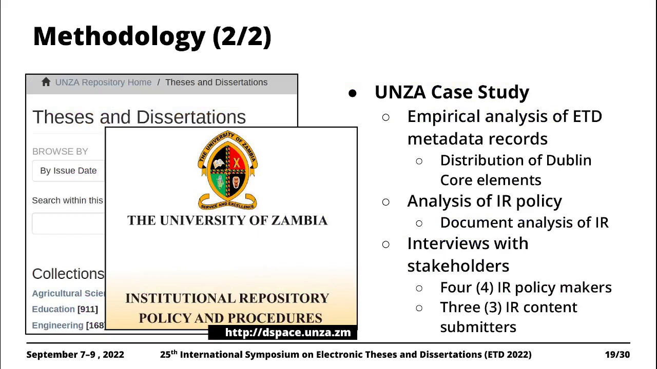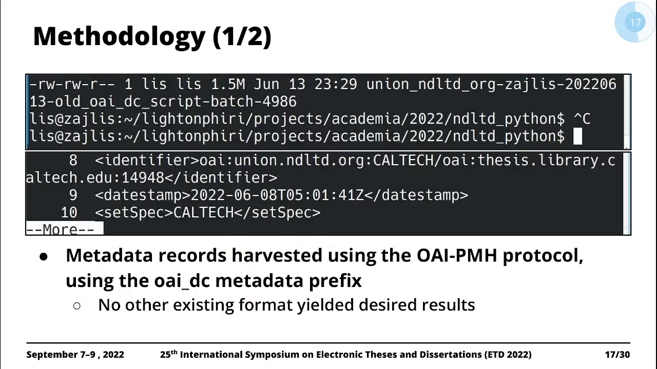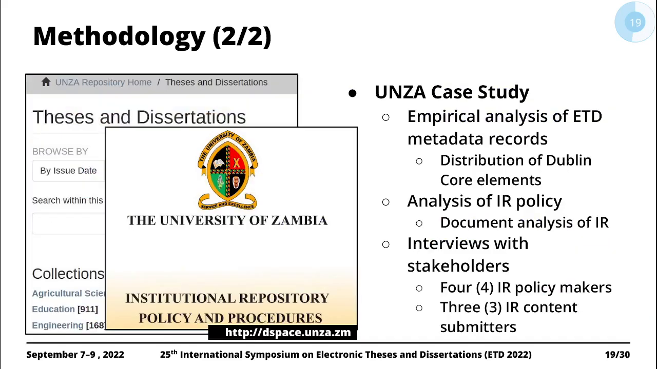Something else we did was we actually conducted a case study at a higher education institution, specifically at the University of Zambia. And in this case study, we did something similar to what we did with the analysis associated with the Union Catalog, in part because the University of Zambia is not officially registered with the Union Catalog. So we conducted a separate empirical analysis of the ETD metadata records in this repository. We also did a document analysis of the institutional repository policy associated with the University of Zambia.